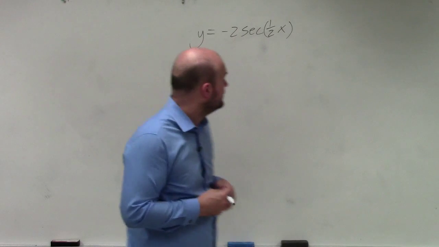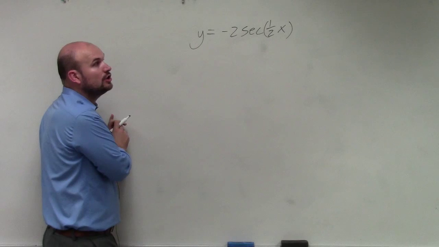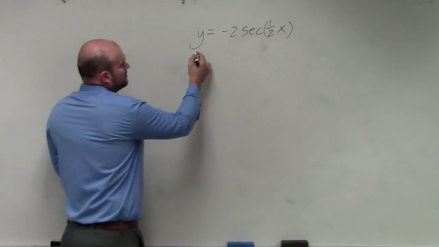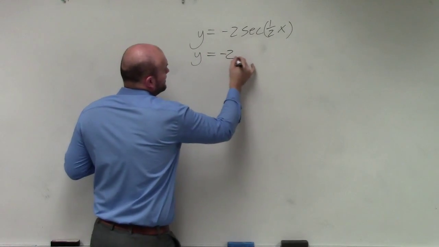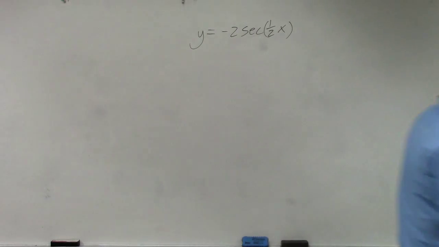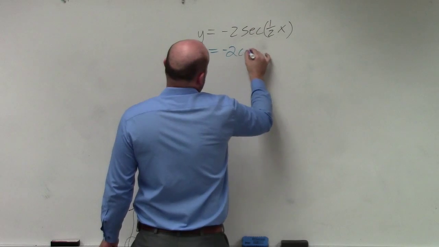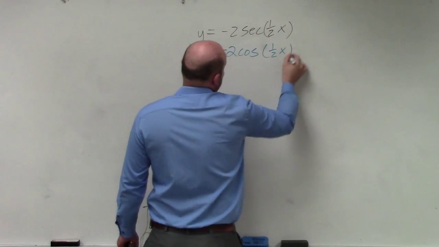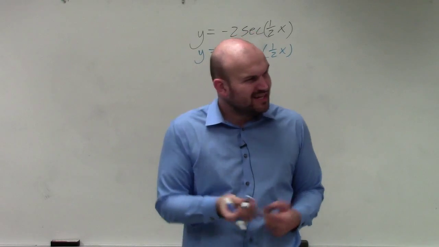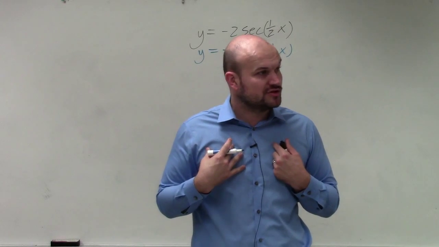But first of all, ladies and gentlemen, when you're graphing the secant or the cosecant, all you're simply going to do is graph the reciprocal function. So you have y equals -2 cosine of 1/2 x. If you look through the notes in the book, you would have seen that that's exactly what they tell you to do. Just graph the reciprocal function. Now, you did cover how to graph the reciprocal function with me.